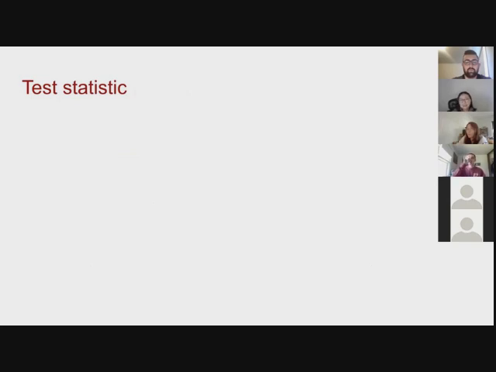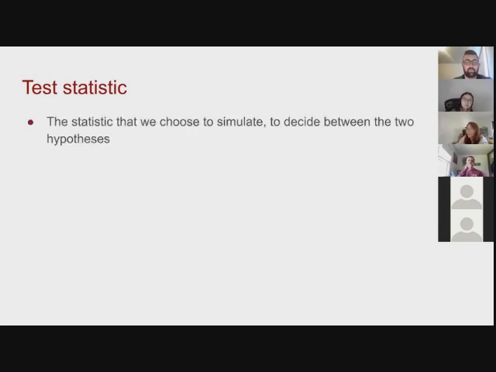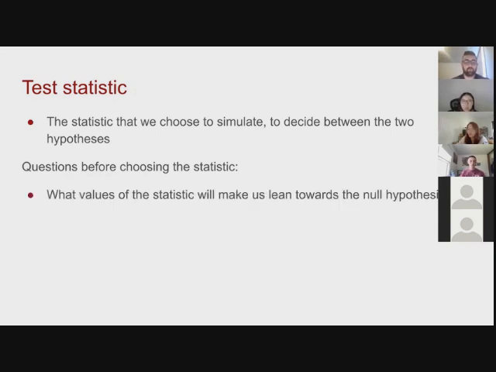And now the next step is the test statistic. We've been doing this a little bit in all of the previous examples already, the jury selection, Mendel's model, and stuff like that. So let's formally define it and then also discuss it in context. The statistic is the one that we're going to choose to simulate, and based on it we will choose between the two hypotheses. This sounds a little bit vague at this point, but let's go over the terminology first and then come back to the jury selection example. So, questions before choosing the statistic. The first one is, what values of the statistic would make us lean towards the null hypothesis?